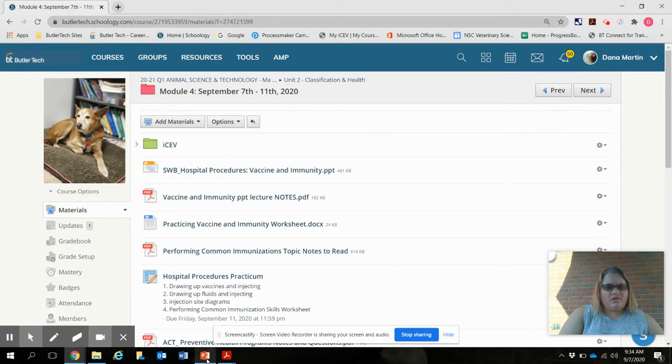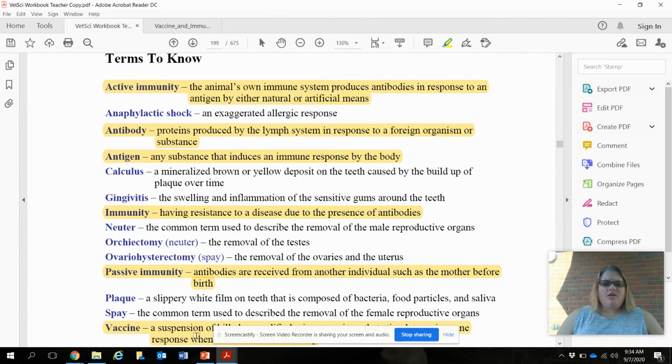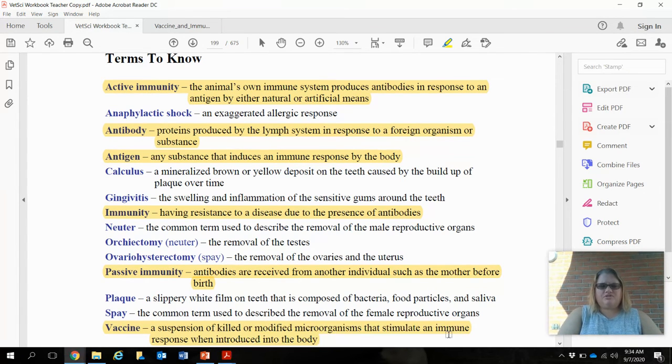All right, so I first wanted to start out by going over the terms to know. So here are the terms to know. There's only 6 of them that we'll need to know for this particular PowerPoint and section. So active immunity: the animal's own immune system produces antibodies in response to an antigen by either natural or artificial means, and I'll explain more of that in the PowerPoint.